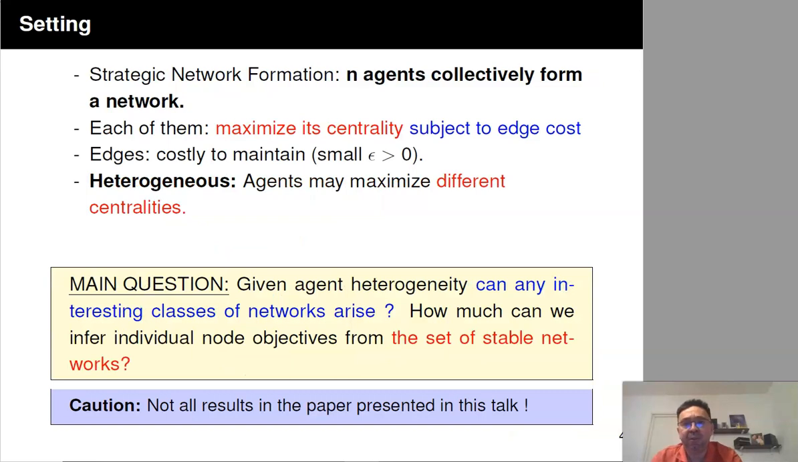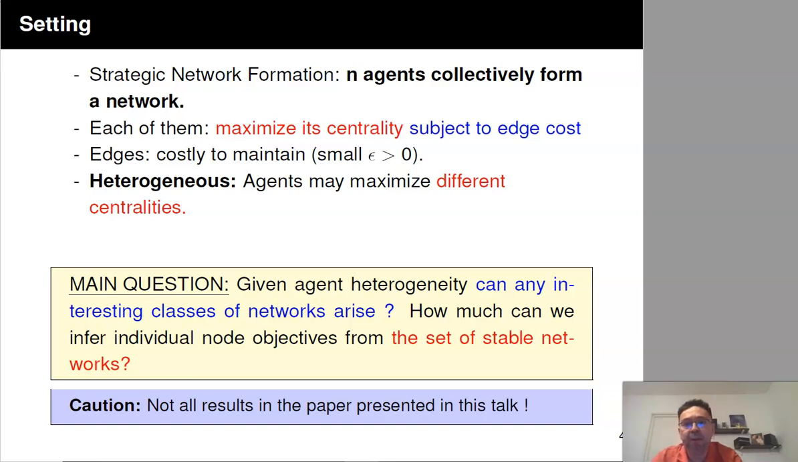What do we do with centrality? Basically, we're looking at networks that form strategically. You have n agents, and they want to form a network by adding or dropping edges. Each agent is strategic. It wants to maximize its centrality subject to the cost of edges that it maintains. Each edge will be costly. It will have a small positive cost. This basically models the phenomenon of weak ties in the sense of Granovetter.